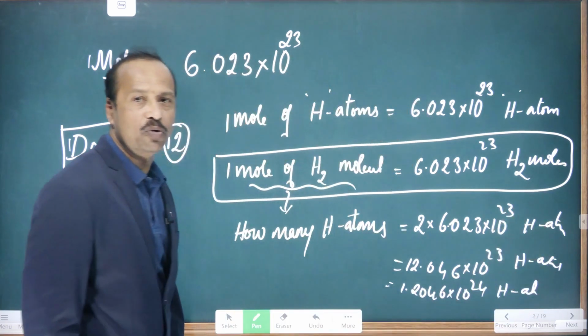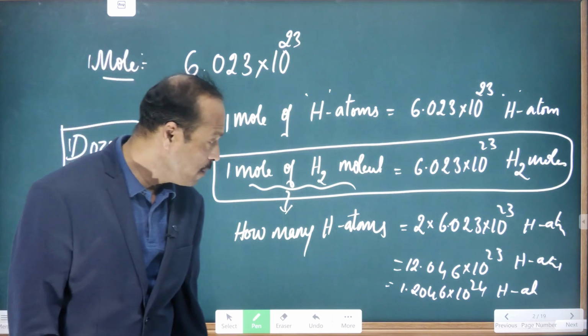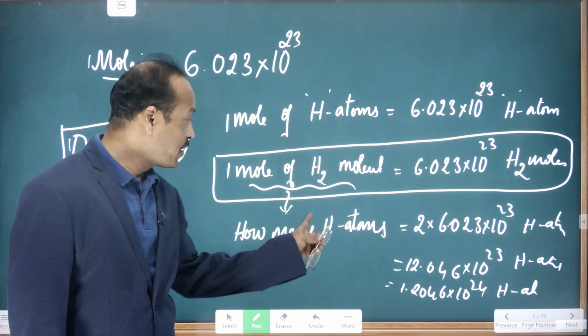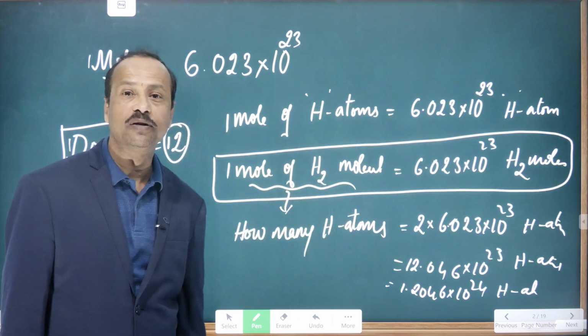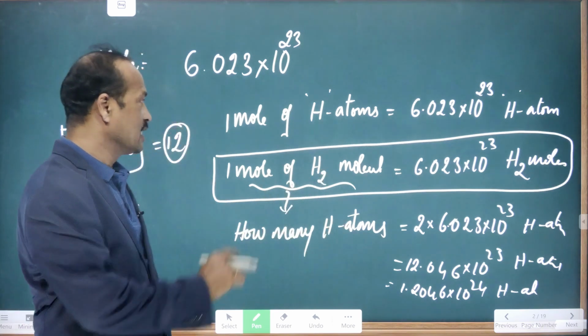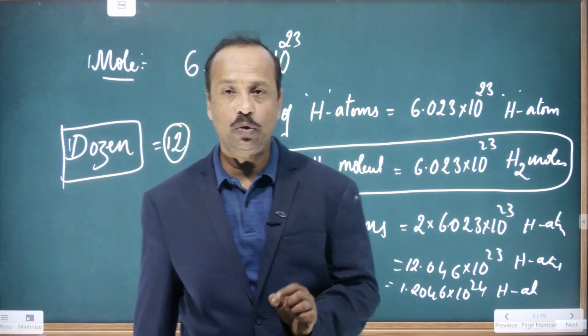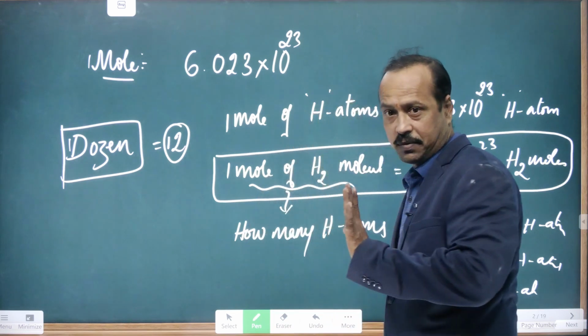So this is the number of hydrogen atoms in 1 mole of hydrogen molecules. Is this clear? The mole is nothing but 6.023 into 10 to the power of 23. That's a fixed number.